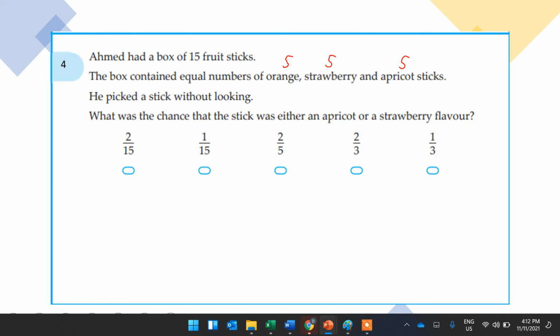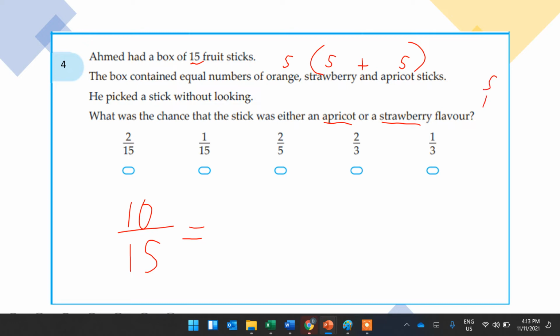So at the bottom of the fraction is your total number of options, 15. There are 5 orange, 5 strawberry, 5 apricot, and we're asking what's the chance of an apricot and a strawberry? So we're going to add these 2 numbers together. 5 plus 5 is 10. 10 out of 15.